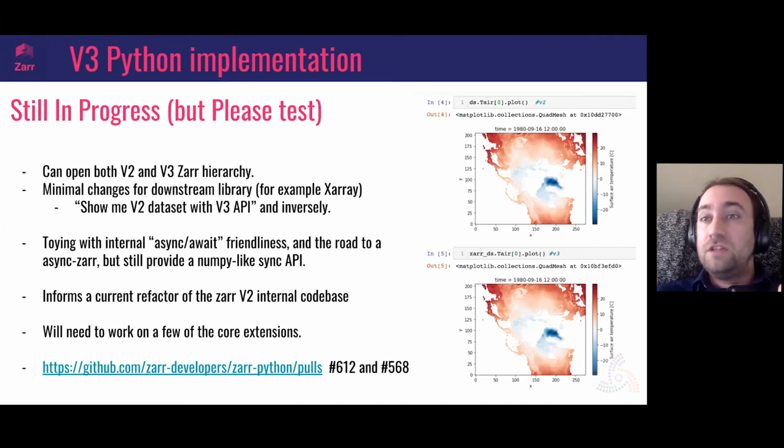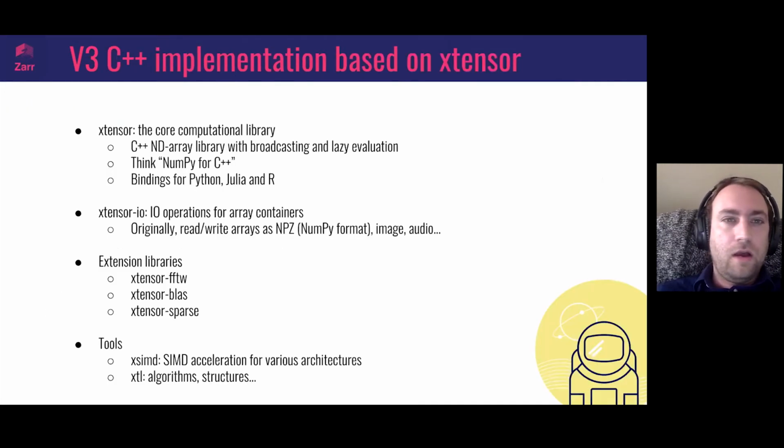And writing the v3 code is also informing how to refactor the v2 internal code base and make it easier to maintain. So that's why it takes some time. And we still need to work on a few of the core extensions. If you're interested, I invite you to go to those two pull requests that show you the current draft on the refactoring of the v2 and v3. And for the next part, I will try to give the stage to David if you're here, and I can show the slides, or you can show the slides, up to you.